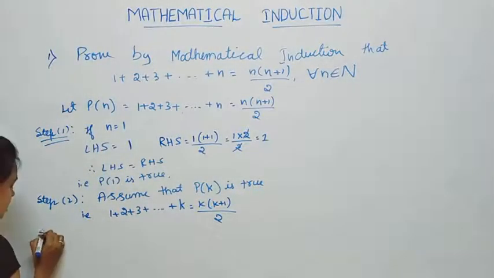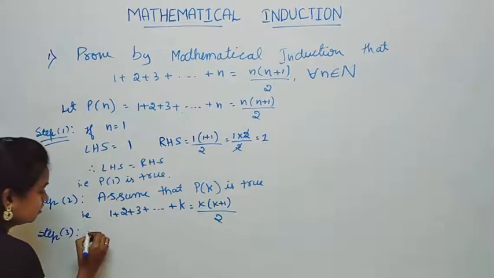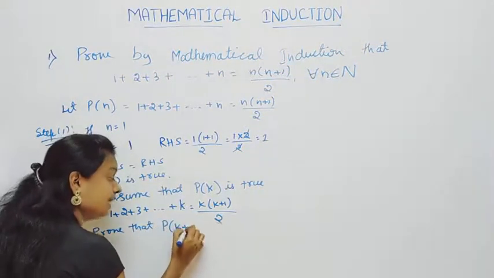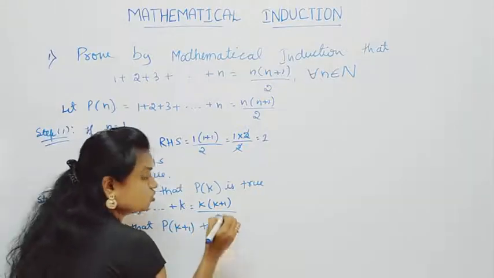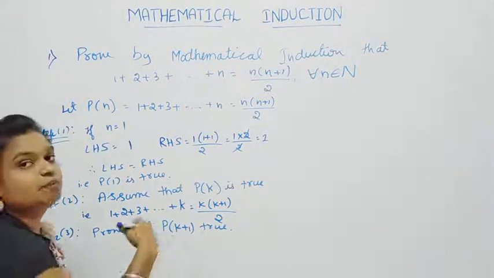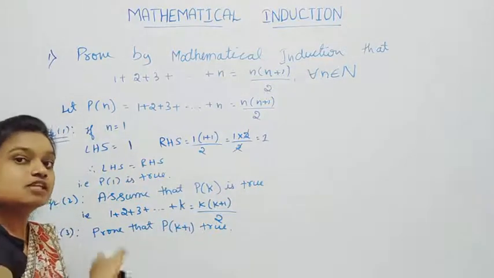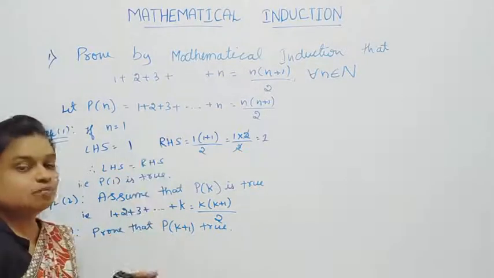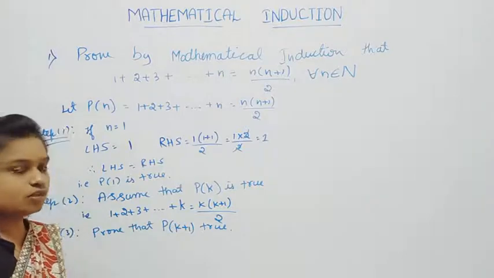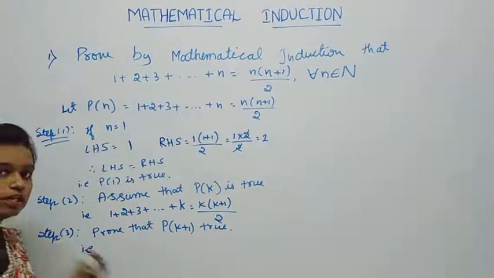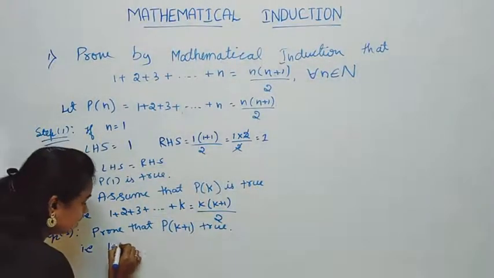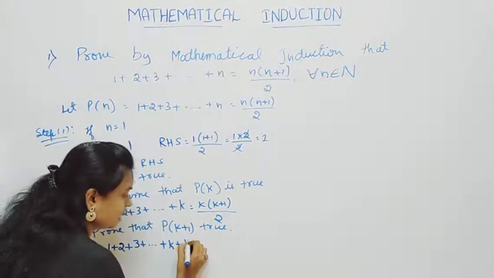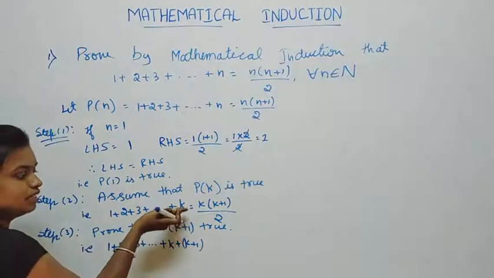So what is the third step? That is step 3. Show that or prove that p of k plus 1 is true. So here we have to show that p of k plus 1. We have taken k as true. So the next term after k becomes k plus 1. So we have to show that the given statement is true for k plus 1th term. So what should the statement become? 1 plus 2 plus 3 plus etc. plus k plus another term k plus 1. Right?